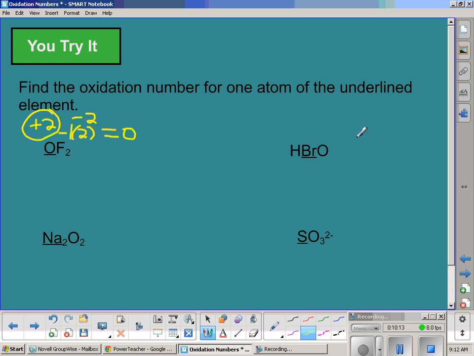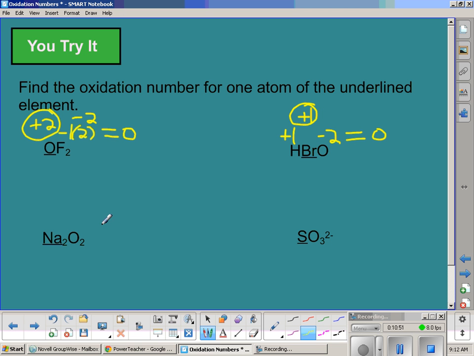Okay, let's pick up the pace here a little bit. We know overall there's no charge on this, equal to 0. And by now you probably have it down that the rule for oxygen is usually a -2. We have hydrogen, we have a rule for that. Bromine and oxygen, neither one is a metal, so it has to be +1. So +1, -2, you put those together, it leaves us -1, meaning bromine must be a +1, our underlined element, so that's our answer.